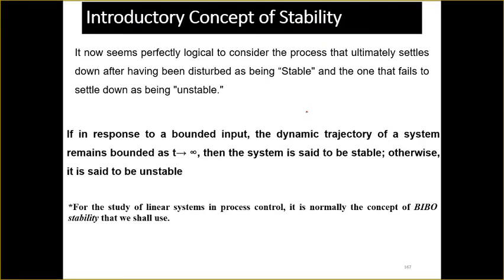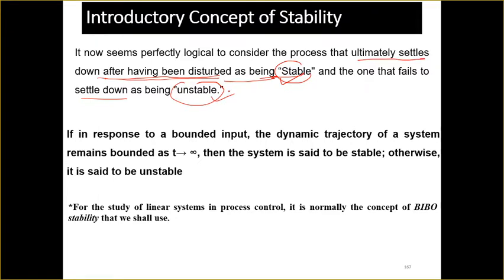Marginally stable. So the definition is very clear. It now seems perfectly logical to consider the process that ultimately settles down after having been disturbed as being stable. It is called stable, okay. And the one that fails to settle down is called unstable, okay. So the system which settles down is said to be stable, and which does not settle down is unstable.